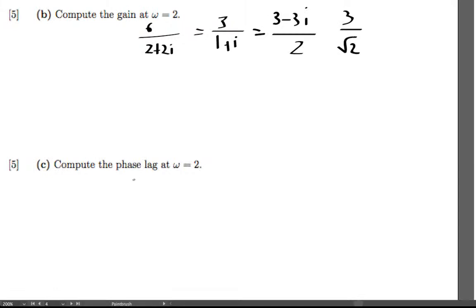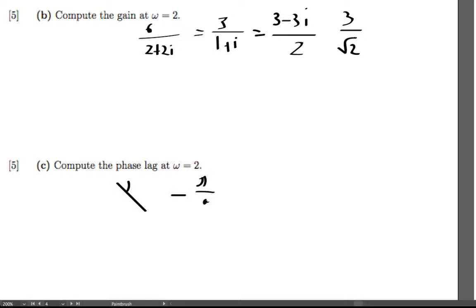So you want to basically take the phi at omega is 2 for the complex gain. So yeah, you just figured that out. So it's 1 minus i. That's basically this one. This guy here is actually minus pi over 4. And that should be the answer.